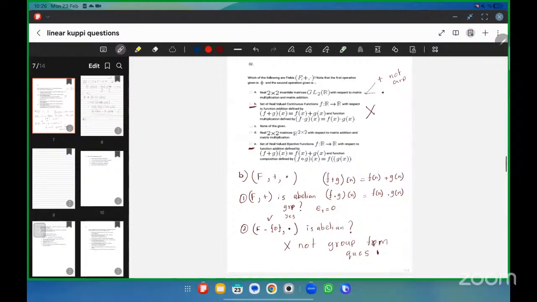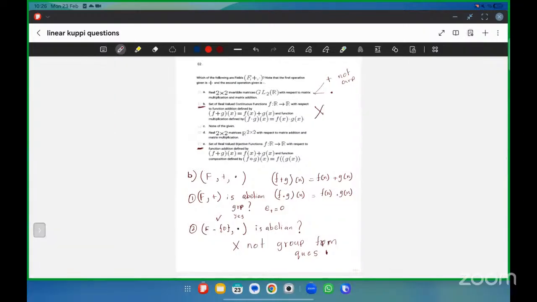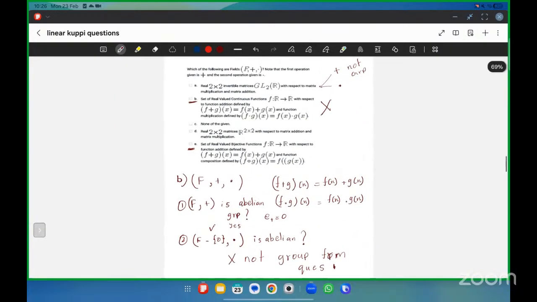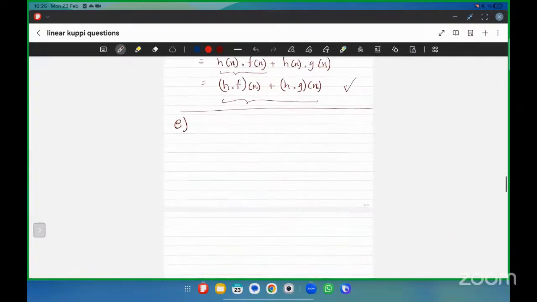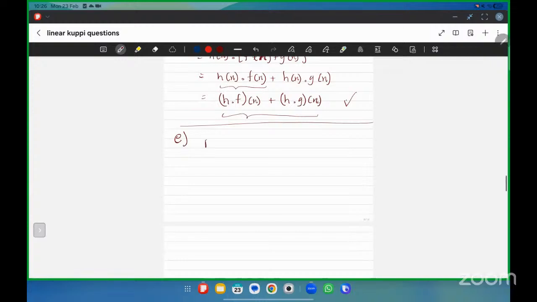Okay. Part E is the set of real valued bijective functions. So here it's a bijective function. Bijective function means it is a one-to-one function and it is an onto function. If both are satisfied, we can tell it is a bijective function.